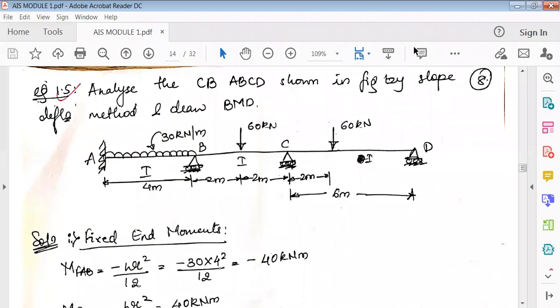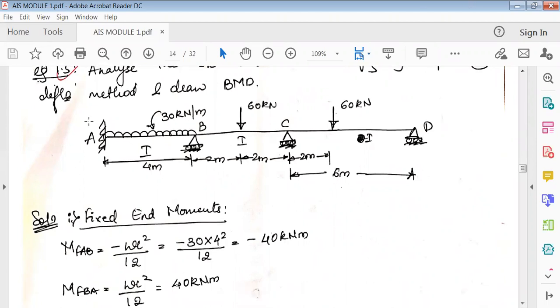The next type of problem is: analyze the continuous beam ABCD shown in the figure by the slope deflection method and draw the bending moment diagram. So they've only asked you to draw the bending moment diagram here. All right, so this is the given beam, and A is fixed. B, C and D have roller supports.